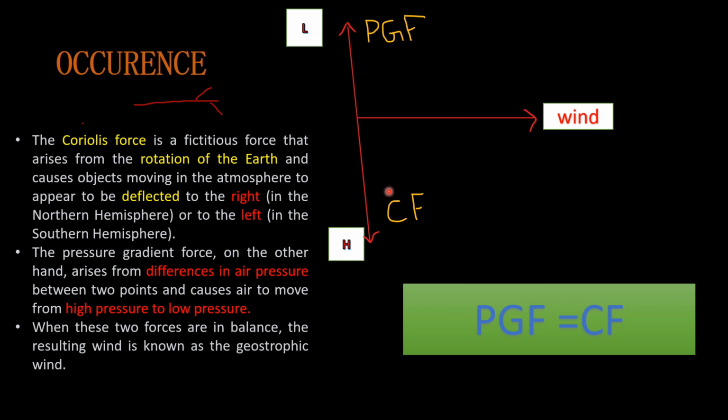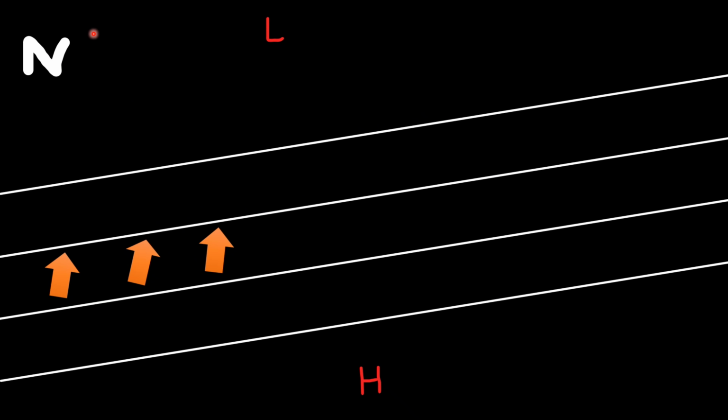Here is a pressure gradient force, here is a centrifugal force. When these forces are balancing, it results in the geostrophic winds. That means pressure gradient force is equal to centrifugal force. So in the northern hemisphere, it is isobars. Here we know what pressure gradient is. Pressure gradient means the air moving from high pressure to low pressure regions. Here the air is moving from the high pressure region to the low pressure region, so it represents the pressure gradient effect.